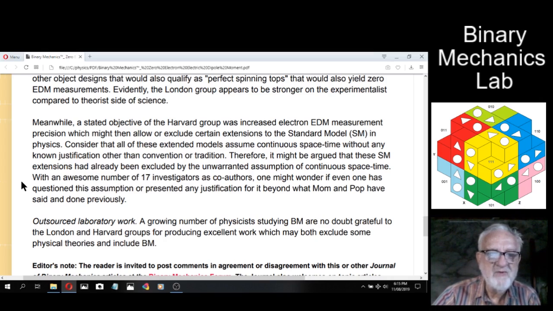Outsourced laboratory work. A growing number of physicists studying binary mechanics are no doubt grateful to the London and Harvard groups for producing excellent work which may both exclude some physical theories and include binary mechanics, where all we've done is add to quantum theory the quantization of space, time, and energy.